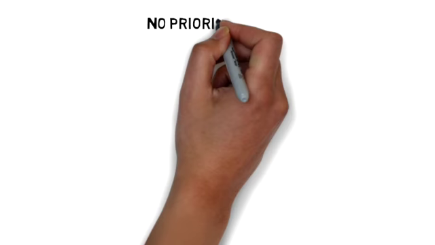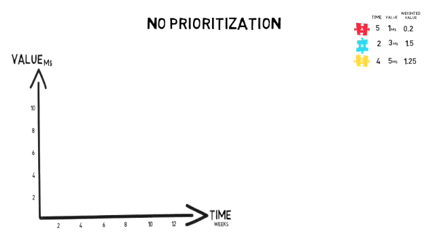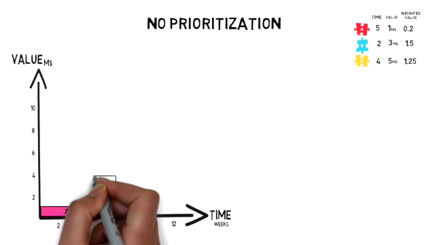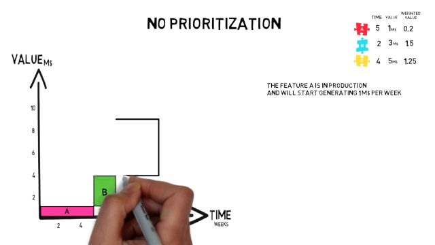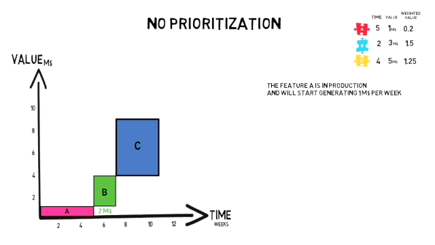The first scenario is that we do not do any prioritization and we start with feature A, then B, then C. Feature A will take 5 weeks to be completed. Feature B will take 2 weeks, and by that time, feature A is in production and will start generating 1 million per week. And then last, feature C will take 4 weeks.